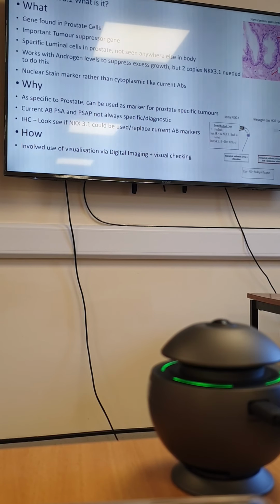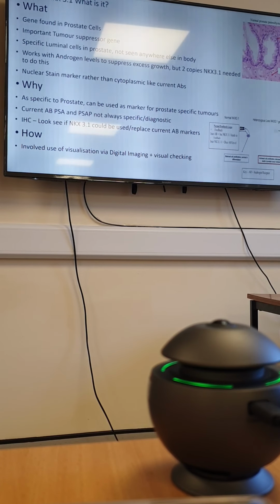And the current antibodies that we use, PSA and PSAP, are not always specific in diagnostics. So I've had several cases that I discovered when I was doing my project where they thought it was a prostate cancer. The PSA and PSAP were very weak or negative in cases, so they had to try and diagnose it elsewhere, or it delayed the diagnosis as a result. So they were looking to see if there was a new antibody you could use, and looked to see if NKX 3.1 could be used or could potentially replace any current antibodies.